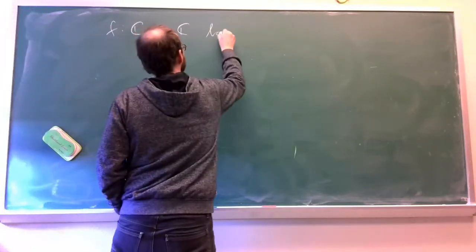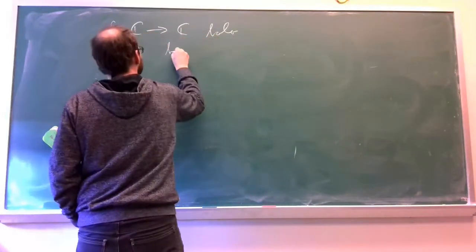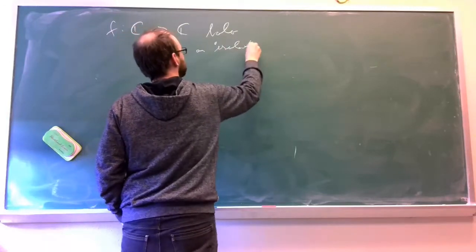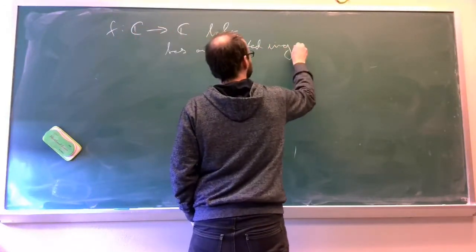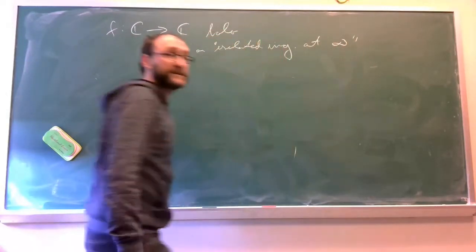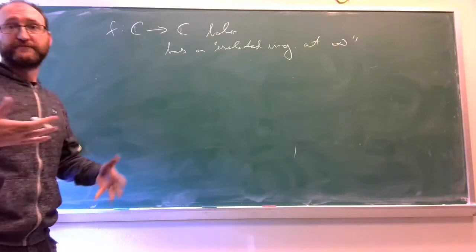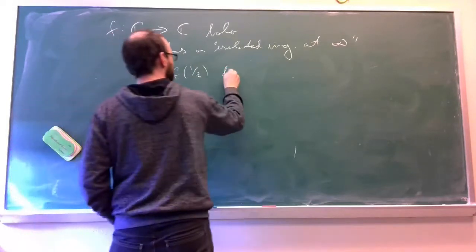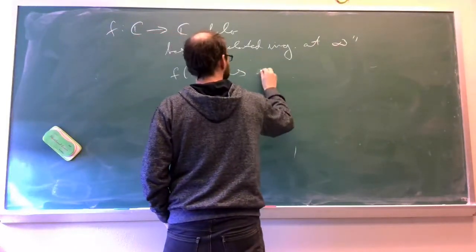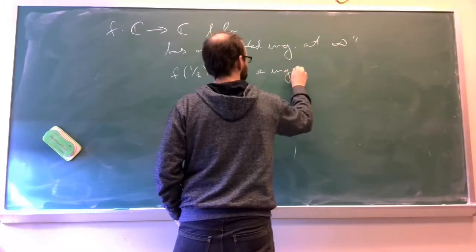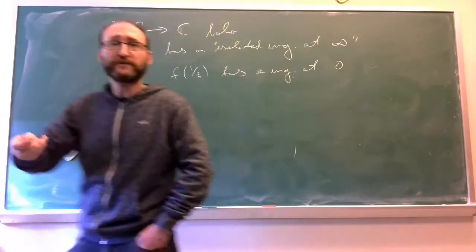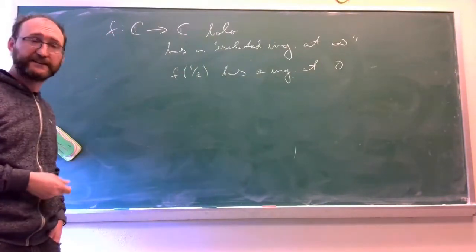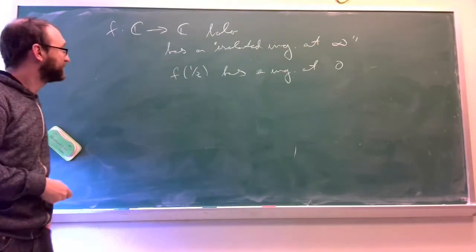So if we have a holomorphic function here, this has an isolated singularity at infinity, right? Now, that's really the same thing as 1 over z having a singularity at 0, right? Because 1 over z is the thing that takes infinity to 0 and 0 to infinity, if I think of it as a linear fractional map, taking the Riemann sphere to the Riemann sphere.